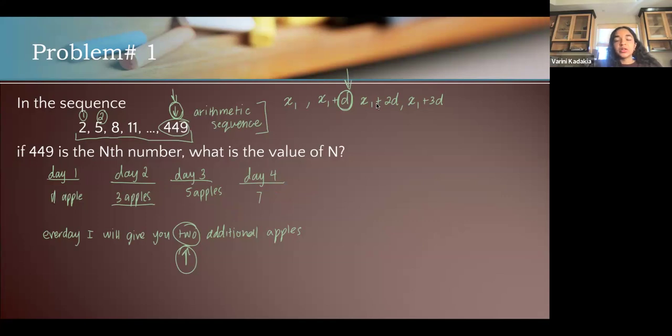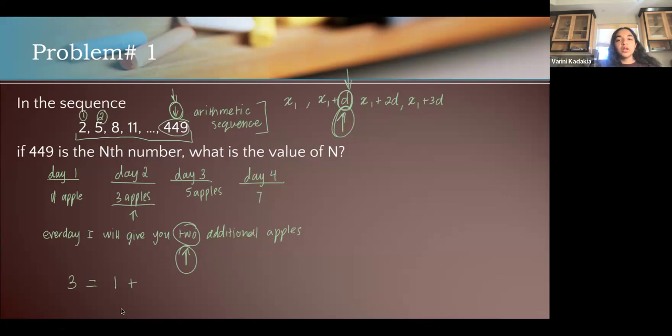Okay. So we can represent 3 apples as the first term, 1, plus d. What is d in this case? Difference. For day 4, the answer is 7 apples. Day 5 is 9 apples.